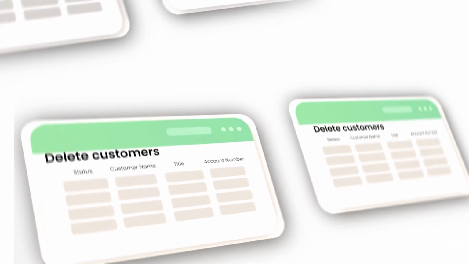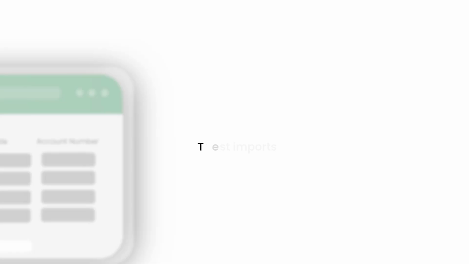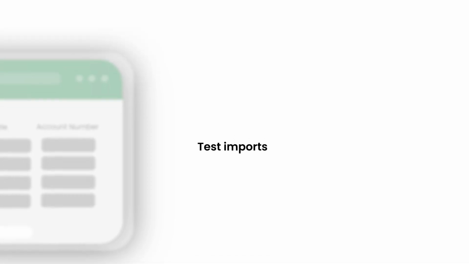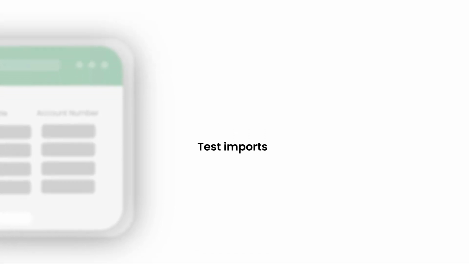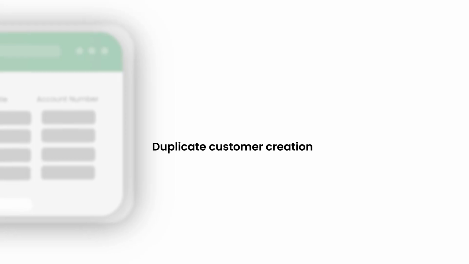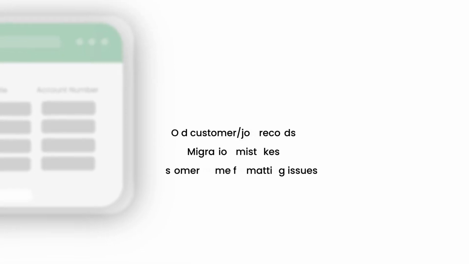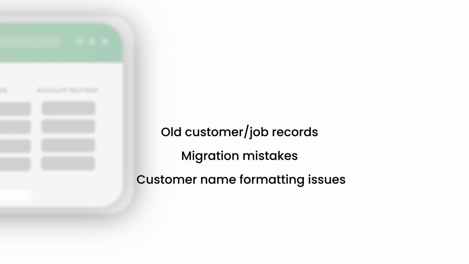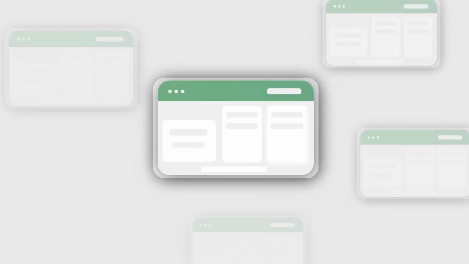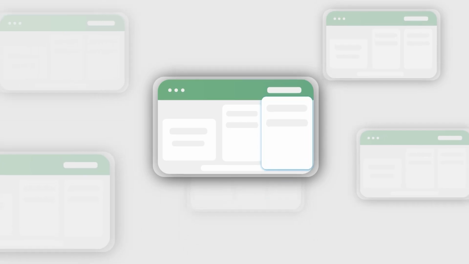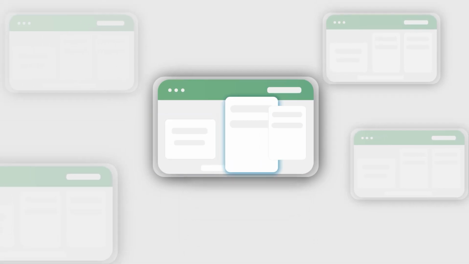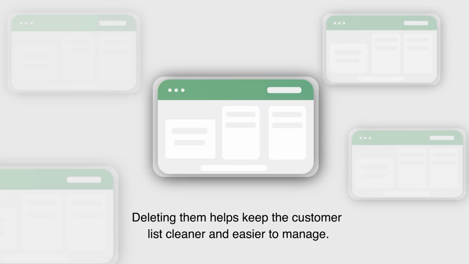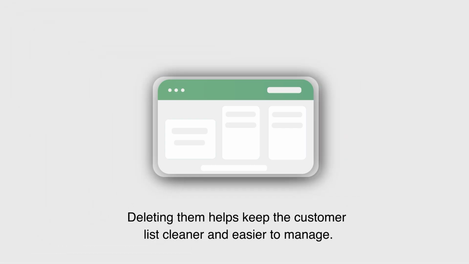Cleaning up customer records in QuickBooks Desktop can be difficult when the customer list has grown messy over time. This usually happens after test imports, duplicate customer creation, sample data, old customers' job records, migration mistakes, or customer names that were created with the wrong format. Some users make these customers inactive, but if the records were created by mistake and are safe to remove, deleting them helps keep the customer list cleaner and easier to manage.